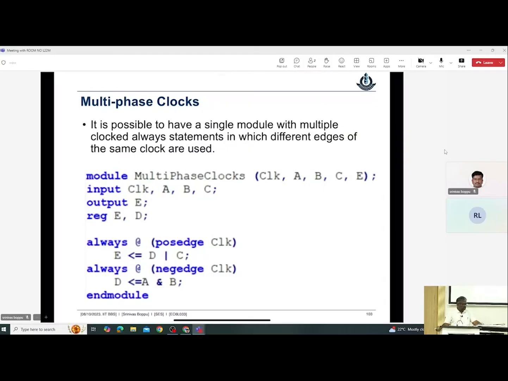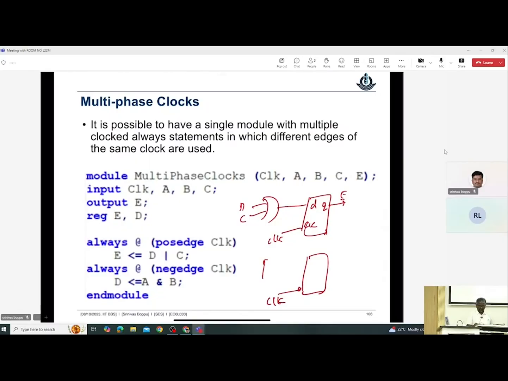I mean, there are two flops, and one flop is clocked by the positive edge of the clock. And it goes as input to DQ, and this is your E. So CK is connected to CLK. Now the next one is the negative edge of the clock. Yes, it's an AND. The DQ, and this is your D.